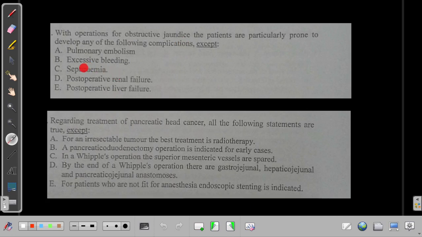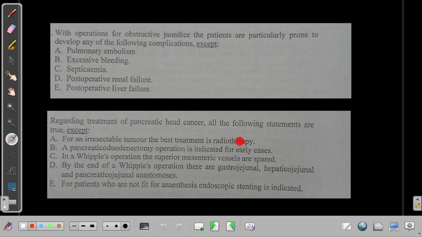You might be faced with excessive bleeding. That's true. Septicemia might take place. That's true. Postoperative renal failure and liver failure may take place. That's true. But pulmonary embolism is not a high risk when you operate on a patient with obstructive jaundice. Regarding treatment of pancreatic head cancer, all of the following statements are true except for an unresectable tumor, the best treatment is radiotherapy.